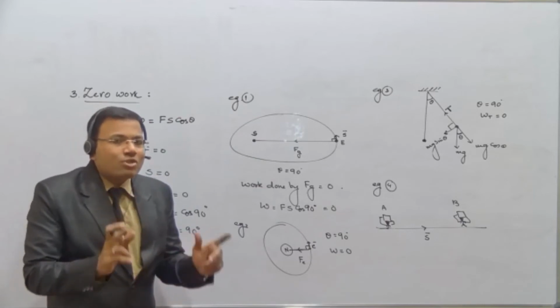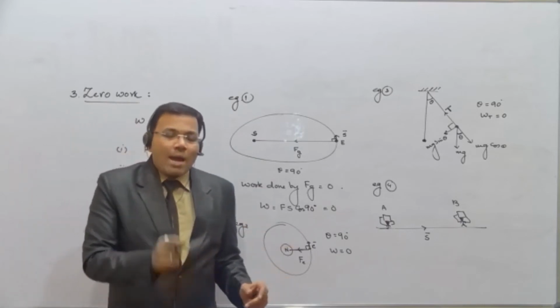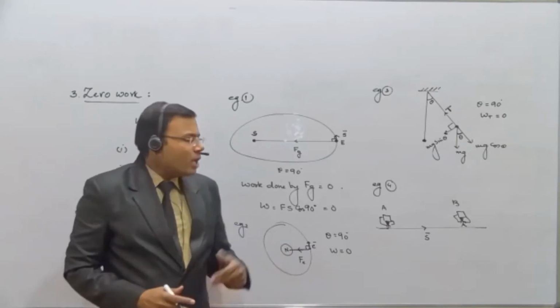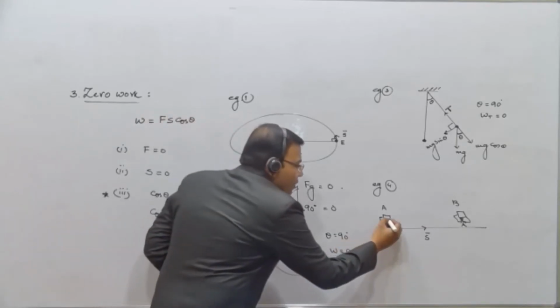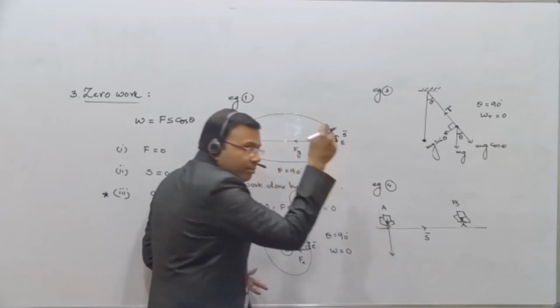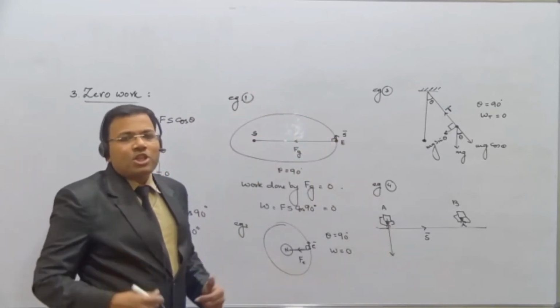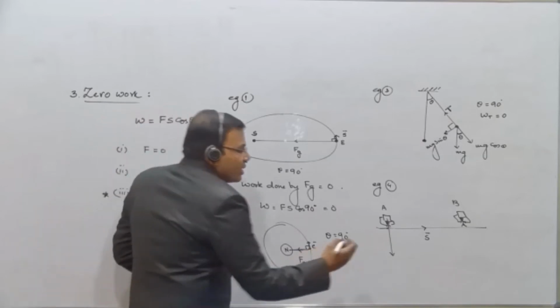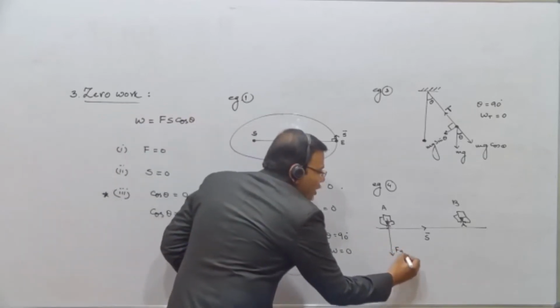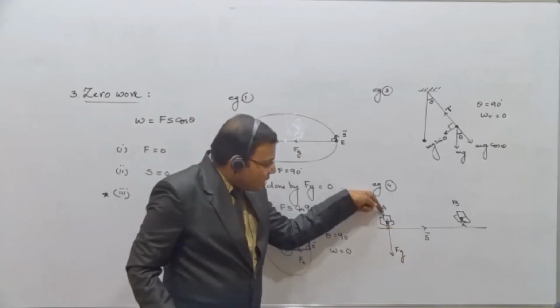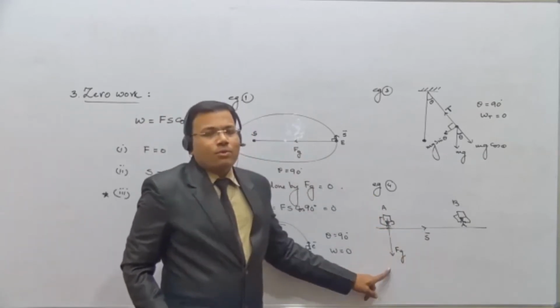Against, I'm not just saying work done by him. I'm saying work done by him against the gravitational force. So how is the gravitational force? Gravitational force will act like this. Gravitational force always acts vertically downward, irrespective of the movement of the body. So here is the gravitational force, and you can see clearly, this is the displacement and the direction of the force.